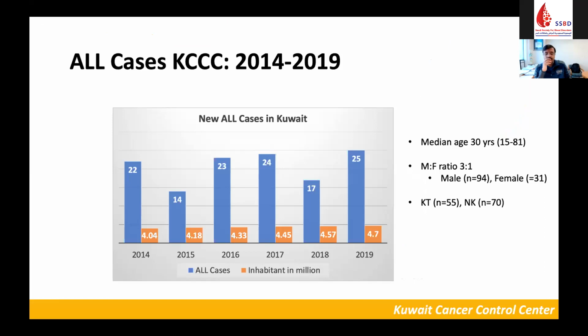ALL cases at Kuwait Cancer Center from 2014 until 2019, excluding patients below the age of 16. So we accept patients above the age of 16. We tend to see around 20 to 25 patients per year of acute lymphoblastic leukemia with a male predominance of 3:1. And usually the Kuwaitis are almost 40% of those.